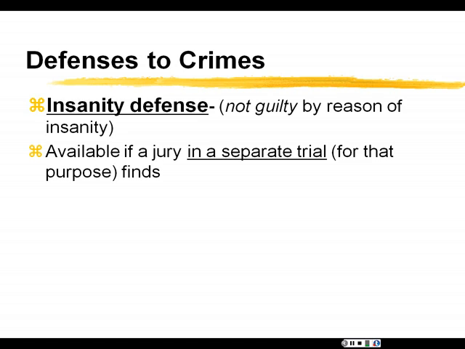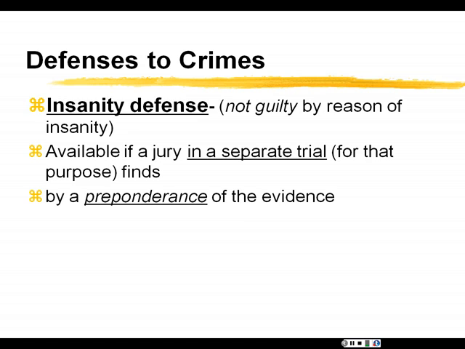In an insanity defense type of situation, you have a separate trial altogether just for the mental capacity of the defendant.